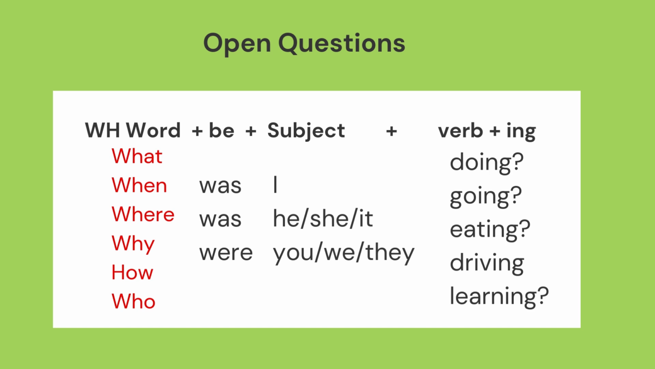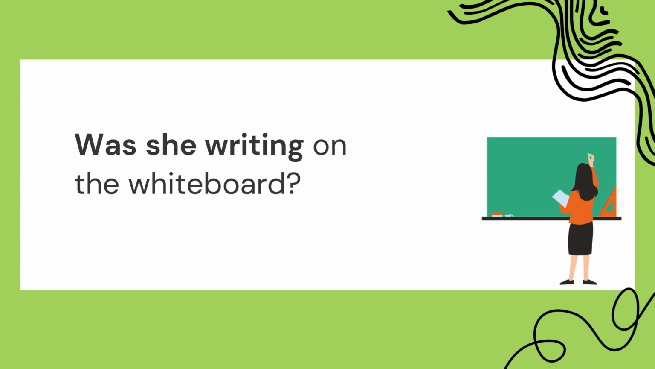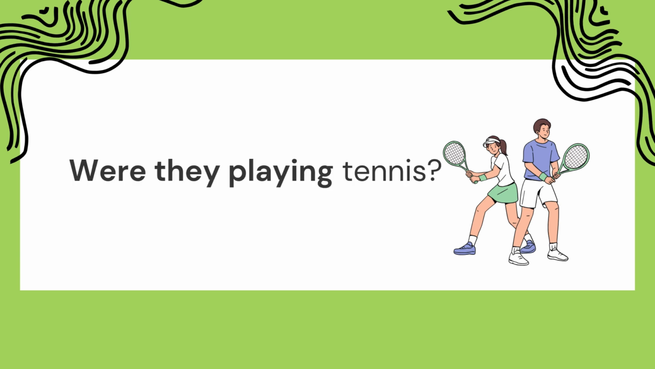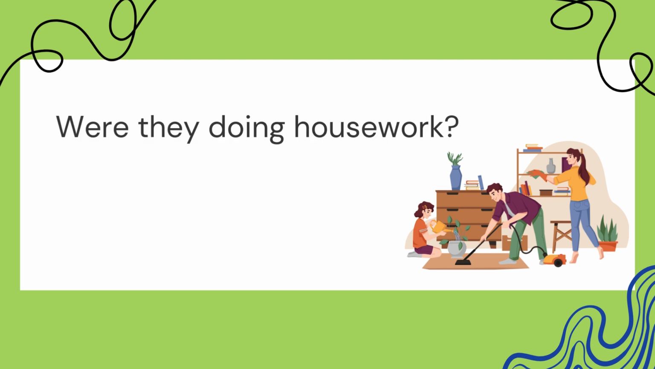Right, so let's practice. Was she writing on the whiteboard or were she writing on the whiteboard? Was or were? Was she writing on the whiteboard? Were they playing tennis or was they playing tennis? Were they playing tennis? Now this one you can do. Were they doing housework?